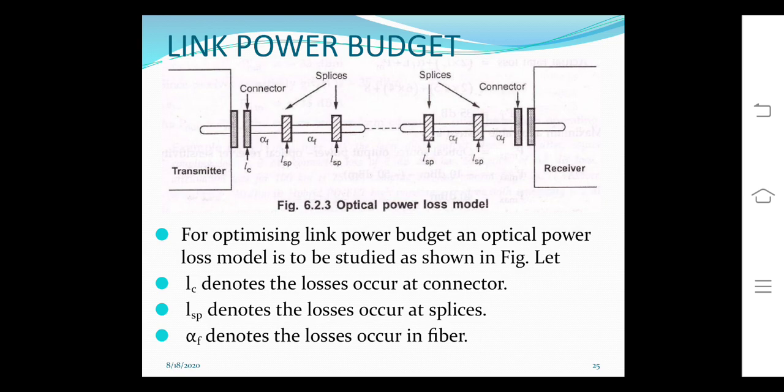The losses in the connectors are denoted by LC, the losses in the splices are LSP, and the losses in the fiber, the other general losses due to attenuation, etc., are denoted by alpha F. These are the parameters regarding the losses in an optical communication system, and these losses will be included when we calculate the power budget of an optical system.